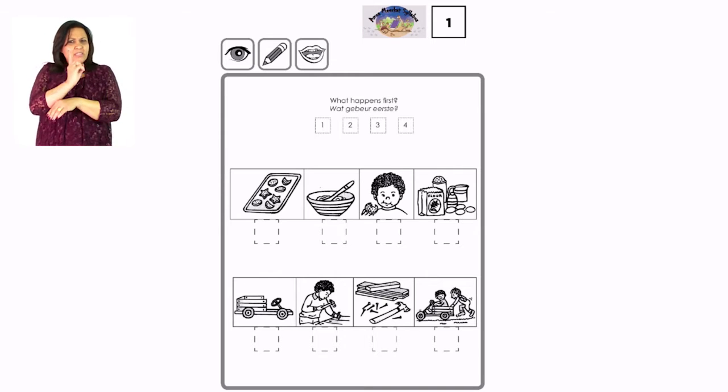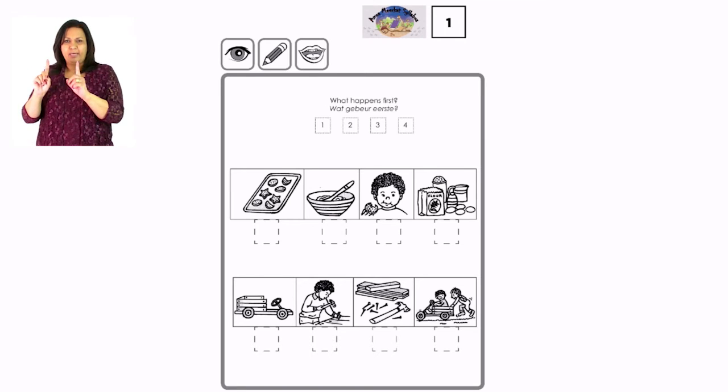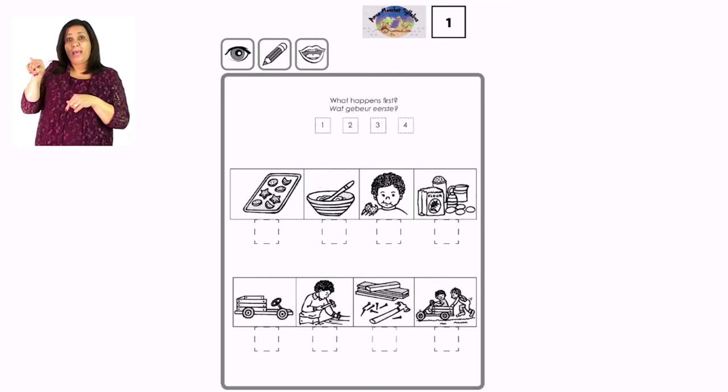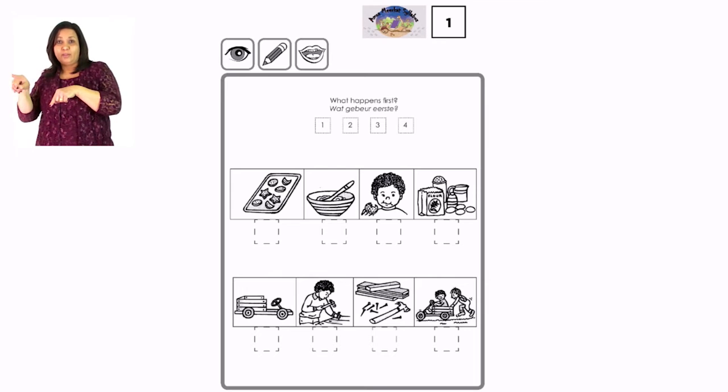Good. Now let's look. When mommy wants to bake some cookies, what does she do first? First, she should have all her ingredients with her, which is the eggs, the flour, the milk, the salt, the baking soda. That's the first picture I can see on my right. Okay, let's move to the next picture.